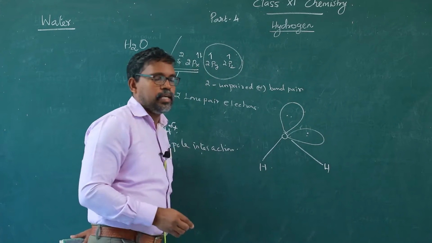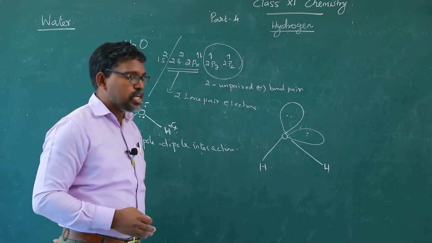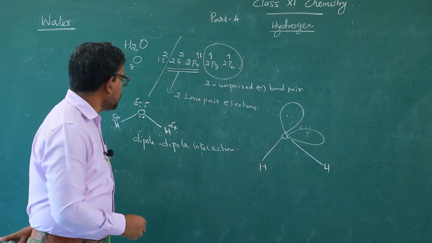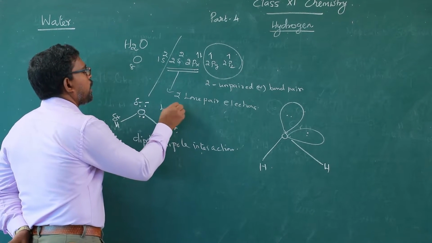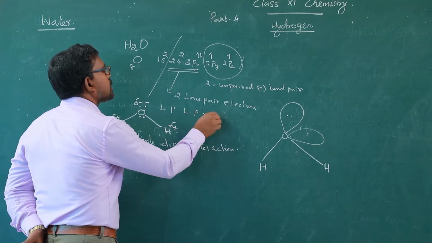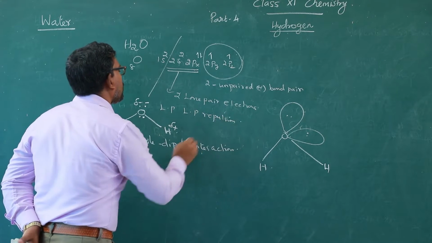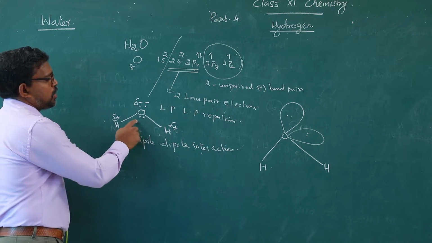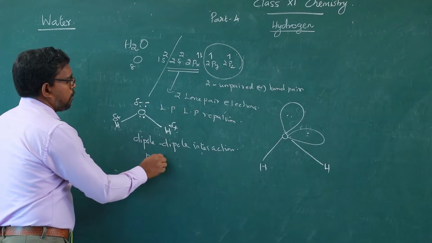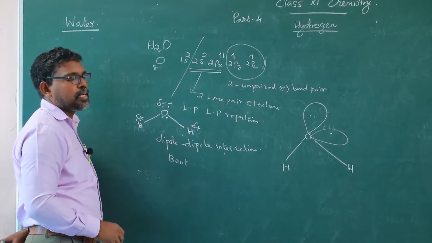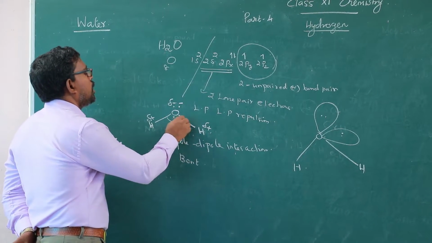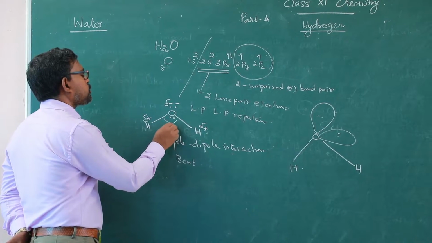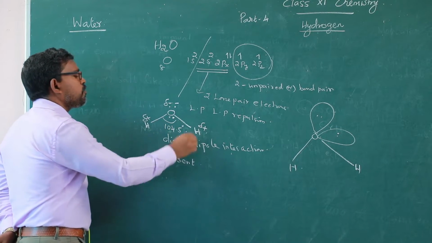Normally, it shows the tetrahedral arrangement, but due to lone pair repulsion, the molecule is in a bent shape. The shape of the water molecule in the gaseous state is bent. The bond angle is 104.5 degrees.